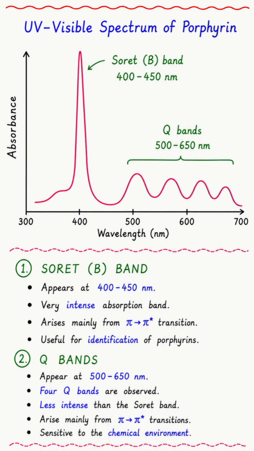As we can see, the Soret band is very sharp and intense, but the Q band is less intense and broader. The Soret band is particularly useful for the identification of porphyrins, but the Q bands are highly sensitive to chemical environment and metal coordination. When a porphyrin ring coordinates with a metal ion, the number and the intensity of the Q bands may change. Therefore, UV-visible spectroscopy is one of the most important techniques for the identification and the characterization of porphyrins and metalloporphyrins.